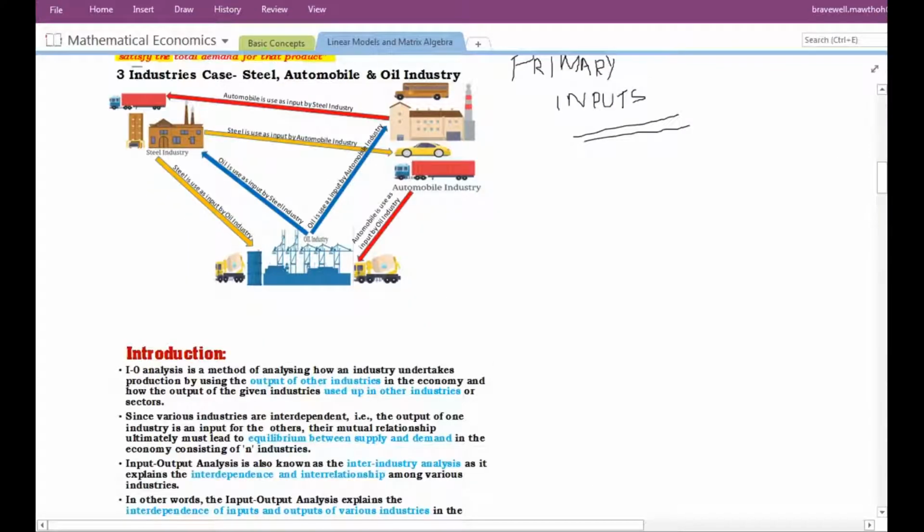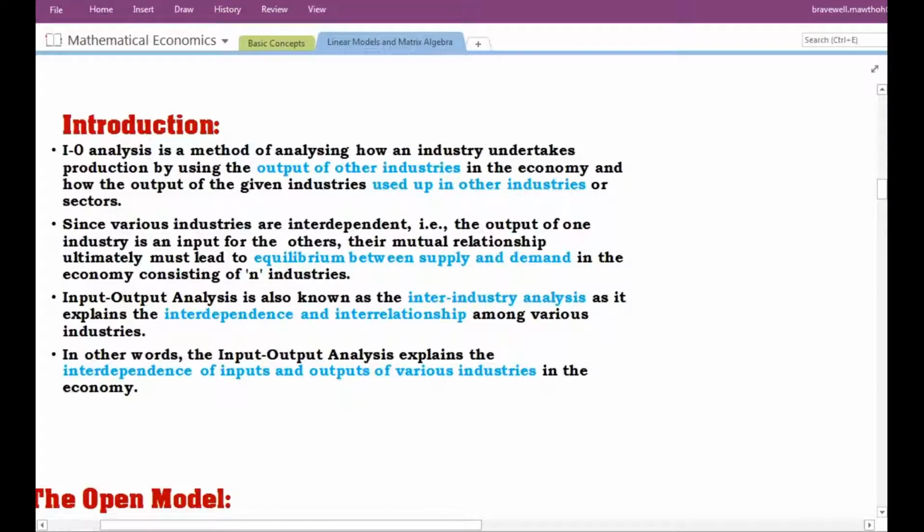In this manner, we can see that there is an interdependence between different industries. In our case, we are discussing three industries, and we see a clear interdependence between the steel industry, oil industry and automobile industry. Now this interdependence between the different industries leads to an equilibrium between supply and demand. The input-output analysis is also known as inter-industry analysis, as it explains the interdependence and interrelationship among various industries. In other words, it explains the interdependence of inputs and outputs of various industries in the economy.